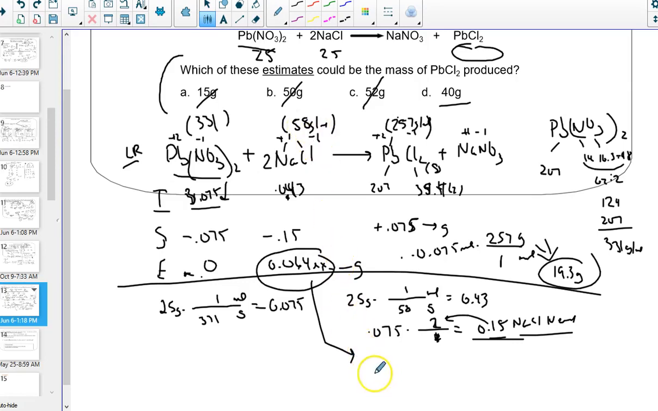Weighs 58 grams per mole, 0.064 moles. Get rid of moles and go to grams, 1 to 58. 58 times 0.064 equals 3.71 grams. You use 3 sig figs there, but good enough. All right.